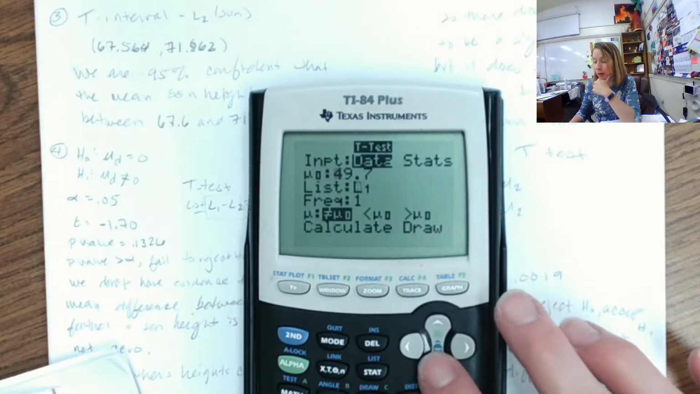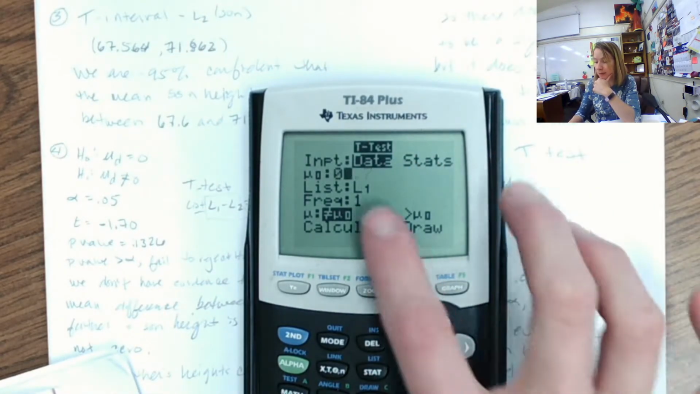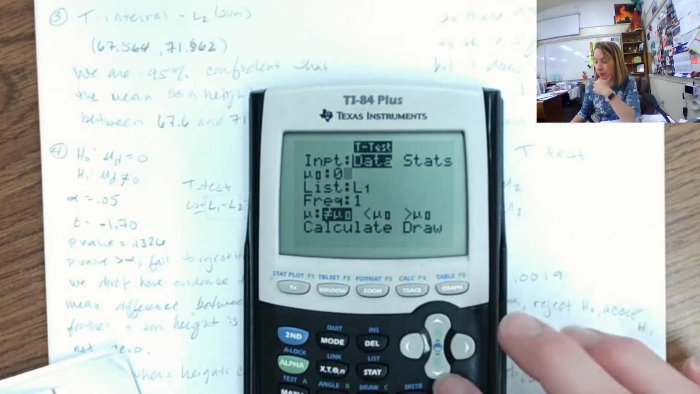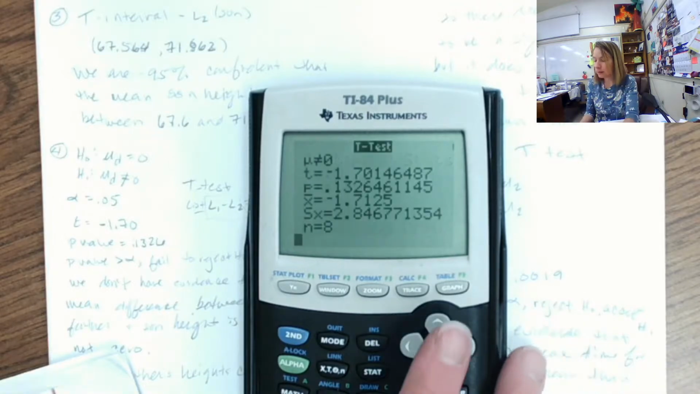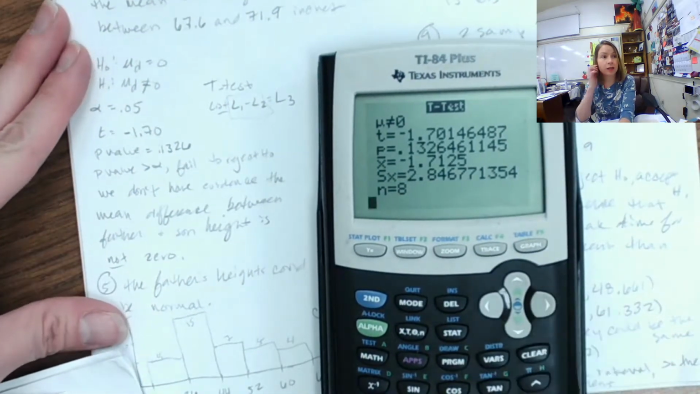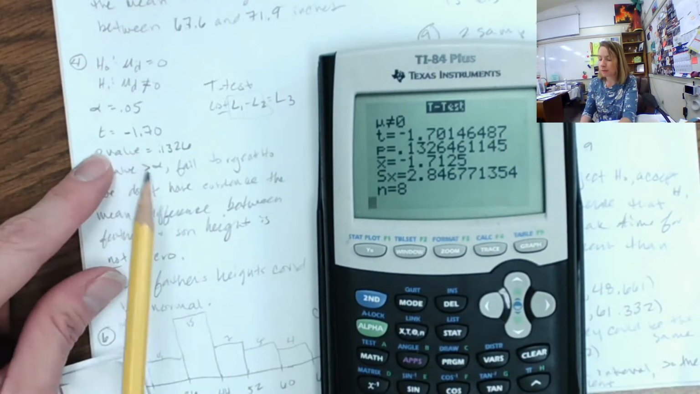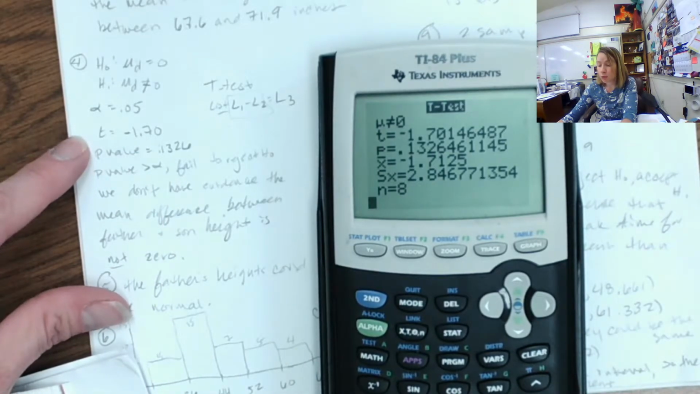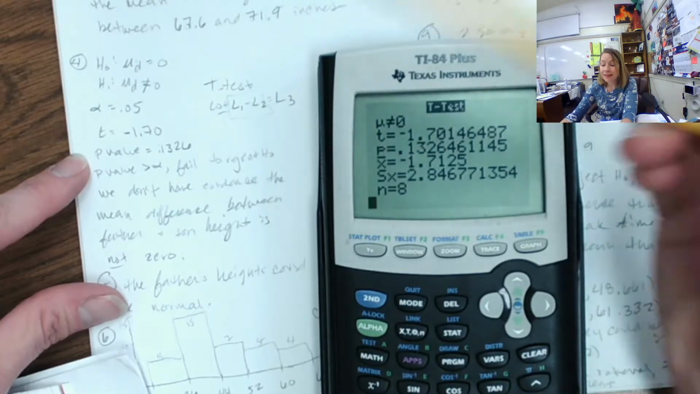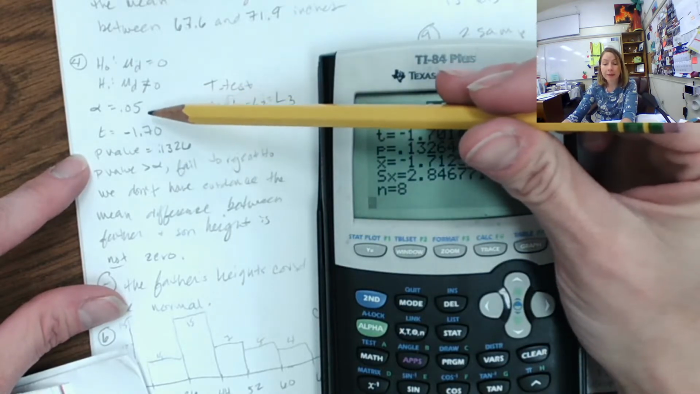I say I want it to use data. The mean difference for my hypothesis is going to be 0, and I want to use list 3. And this is the information that I come up with. Notice it matches what I've got here, right? My t-score is a negative 1.7. My p-value is 0.1326. That is a high p-value. It's higher than what my alpha was.